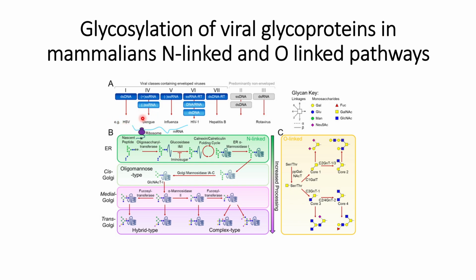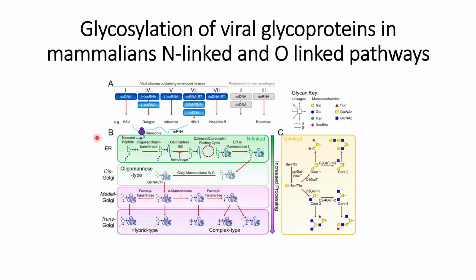The other examples are dengue, influenza, HIV-1, and hepatitis B. There are also some viruses that do not have an envelope and are not glycosylated, such as some single-stranded DNA viruses and other double-stranded DNA viruses. And the third one is shown here: rotavirus, which is double-stranded RNA. Though it is a non-enveloped virus, it has been seen that it uses the same pathway that is used by the other enveloped viruses.